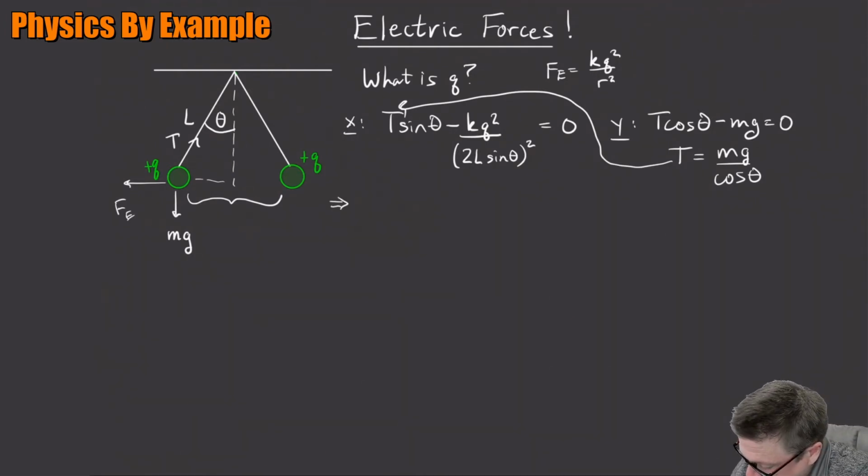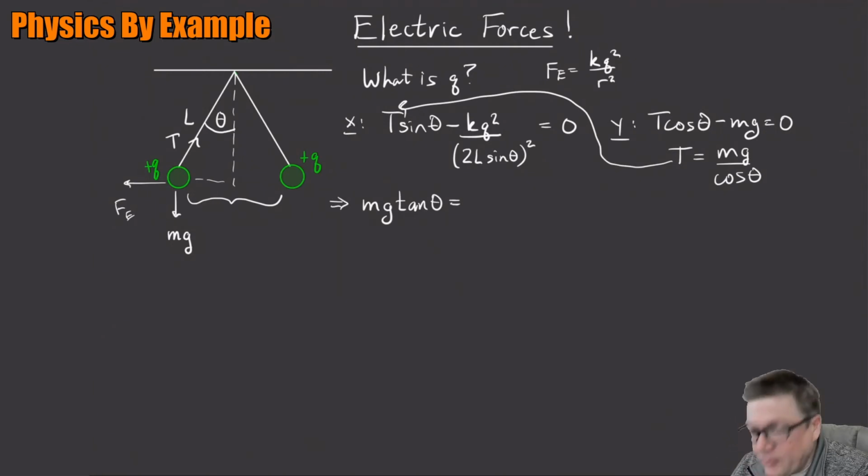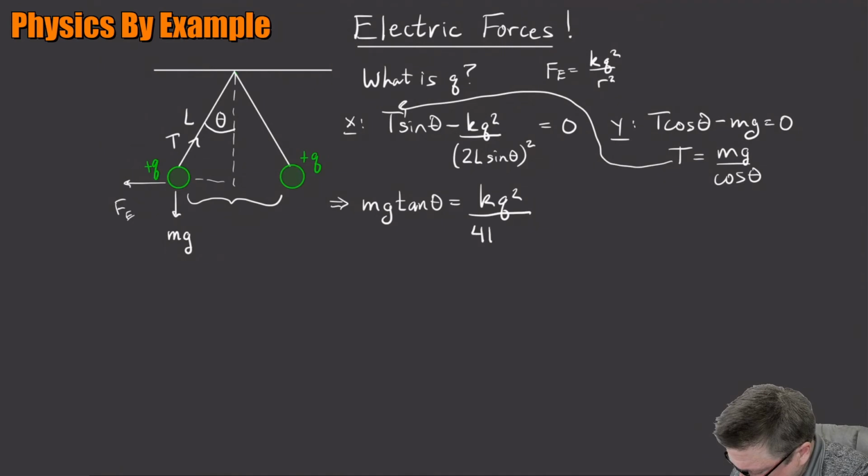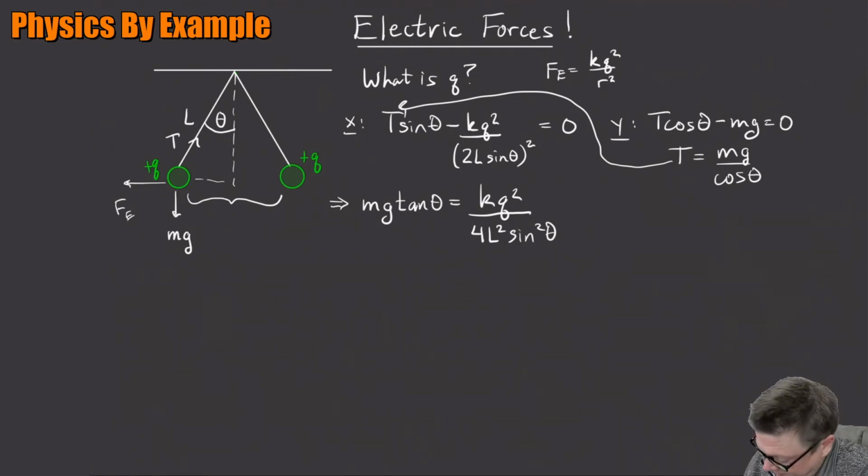I got mg sine theta over cosine theta, so this looks like mg tangent theta is going to equal, let me bring the kq squared business to the right-hand side, kq squared over 4L squared sine squared theta. All right, well, there's not a lot of simplifying to do, is there? So I'll just solve for q. We get kind of a long expression.